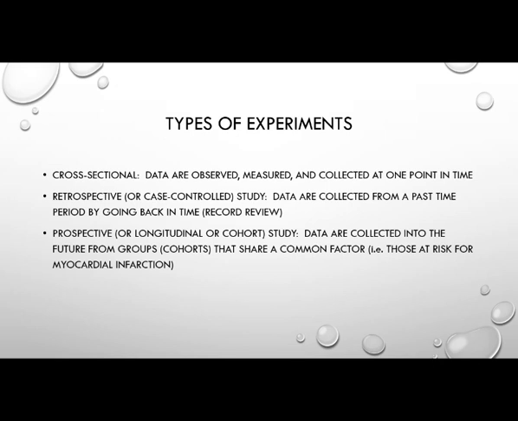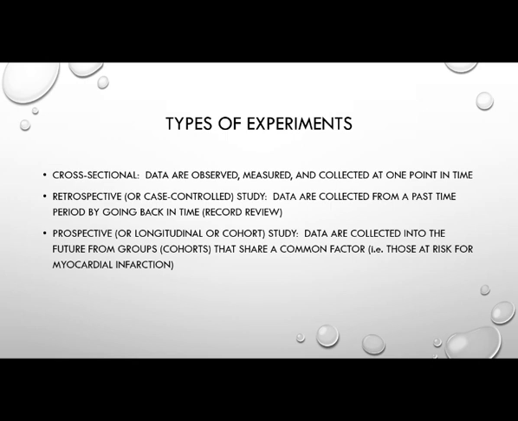All right, so we have different types of experiments. We have cross-sectional, data are observed, measured, and collected at one point in time. We have retrospective or case-controlled studies. Data are collected from a past time period by going back in time. All right, like a smoking study, you know, how many years have you smoked? All right, then we'll put you in that group. But you're looking back in time, and you're not administering some sort of intervention or drug or treatment. It's something that has occurred over the past.